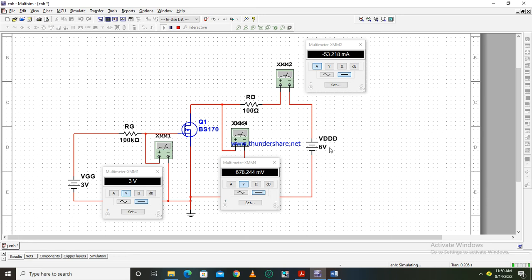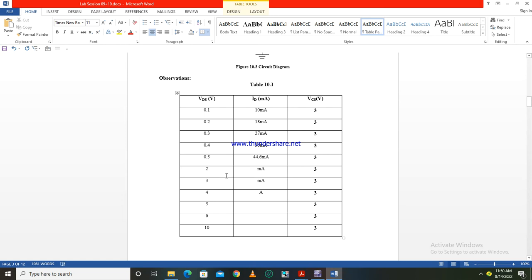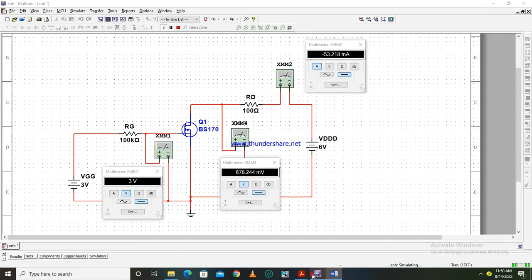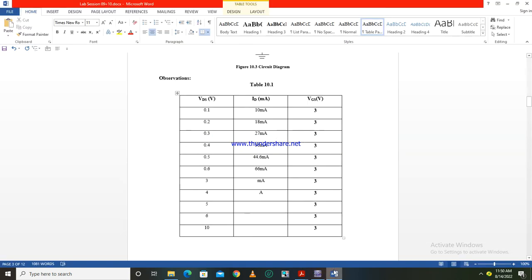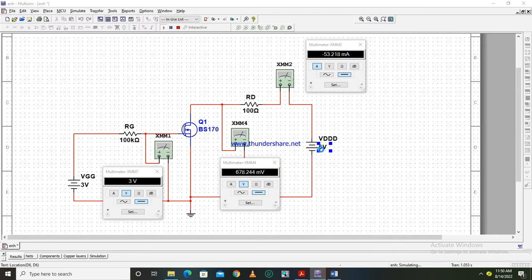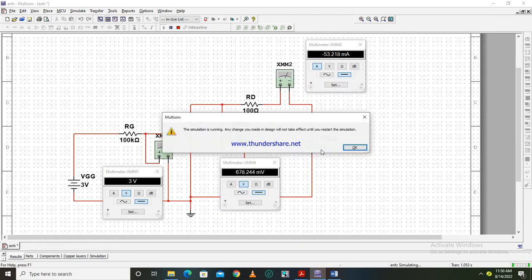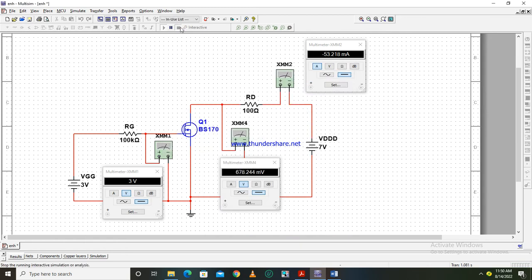At 0.6 the current is 53 milliampere. Right now we are still in the ohmic region. You can see that the current is still increasing, it hasn't become constant. So from 0.6 I'm going to change it to 0.7. Now it has gone up to 0.8.